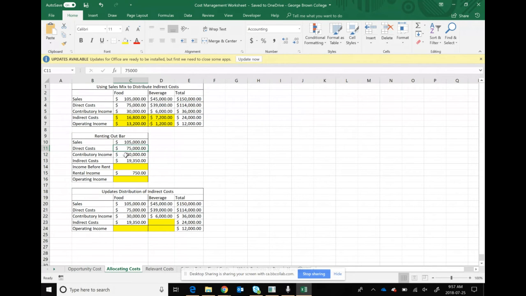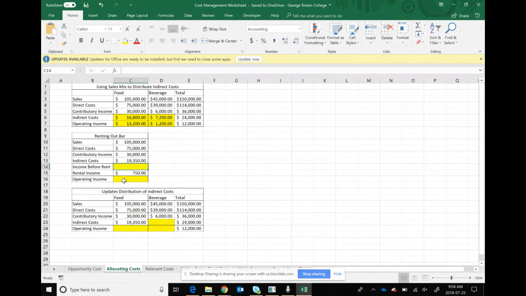Our contributory income stays the same at 30 grand because, again, nothing has changed between our sales and our direct costs. However, we find that after renting out our bar, our total indirect costs, now that they are being absorbed by only one department, are $19,350.